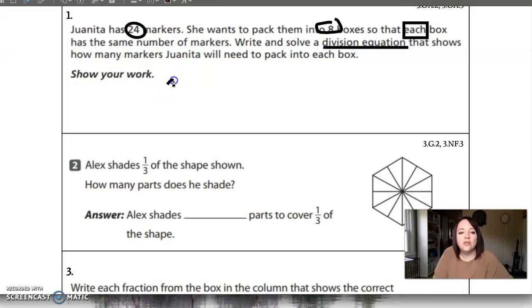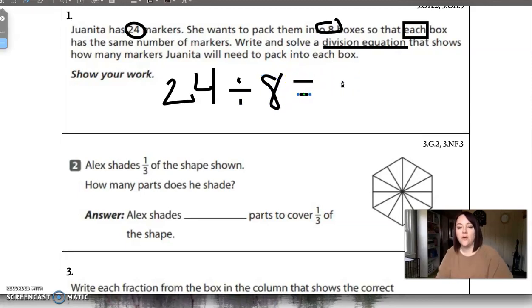So if I have 24 markers and I'm dividing it by 8 boxes, I need to know how many markers are going in each box. So if you want, you can draw a picture out and I will show you on my whiteboard how that looks. 1 box, 2 boxes, 3 boxes, 4 boxes, 5 boxes, 6 boxes, 7 boxes, 8 boxes. Okay, I have my 8 boxes drawn.